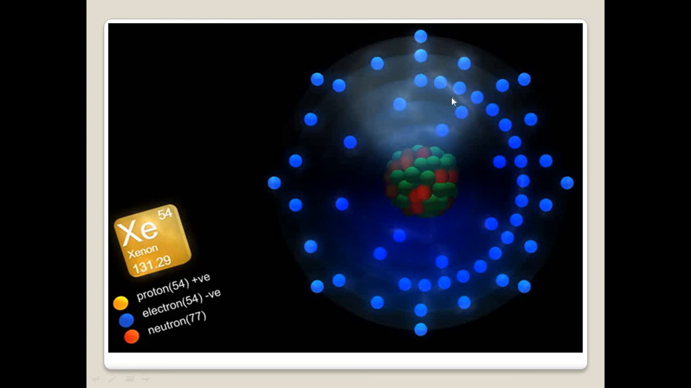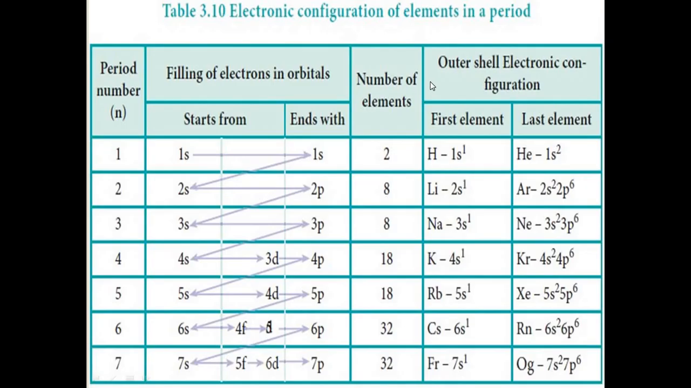Okay, as we know, there is crowding in between these elements. Let's see a total diagram on this. That is period number 1 to 7. This is the filling of electrons in orbitals, that is, where it starts from and ends with. Okay, so it starts from 1s and ends with 1s. It has 2 electrons. The first element is hydrogen, the second element is helium. So 1s1 and 1s2.